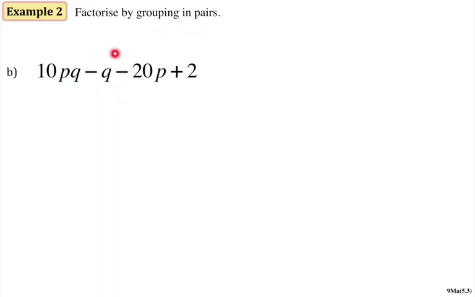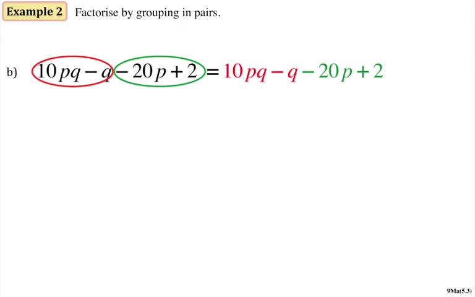So we're looking at the first two terms and the last two terms and taking out common factors. What I'll do is write them in red and green again, just so that they stand out. That's the original question, just written in red and green. If I look at the red parts, what's common? Well, the letter Q is common, so I can take out Q as a common factor.